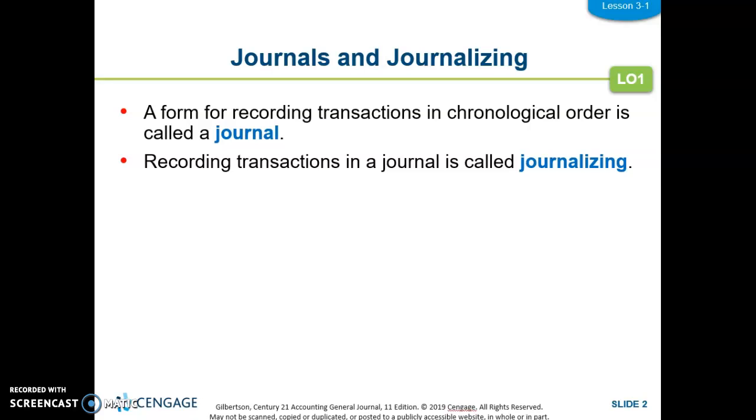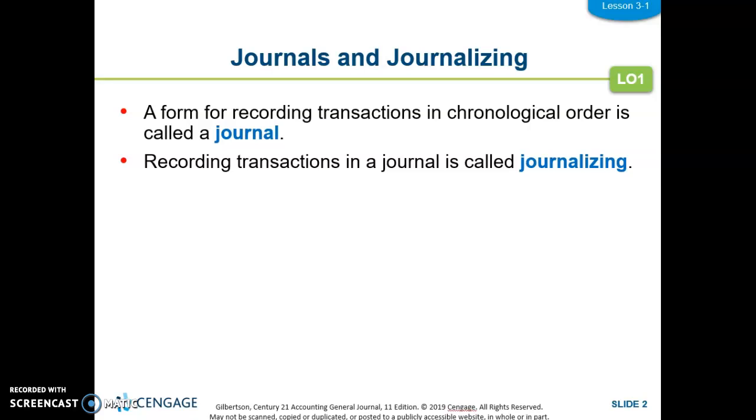This is a form for recording transactions in chronological order. Most companies choose to use a journal to record transactions. Besides being more manageable, a journal also provides a more permanent record of the transactions of a business. And recording transactions in a journal is called journalizing.